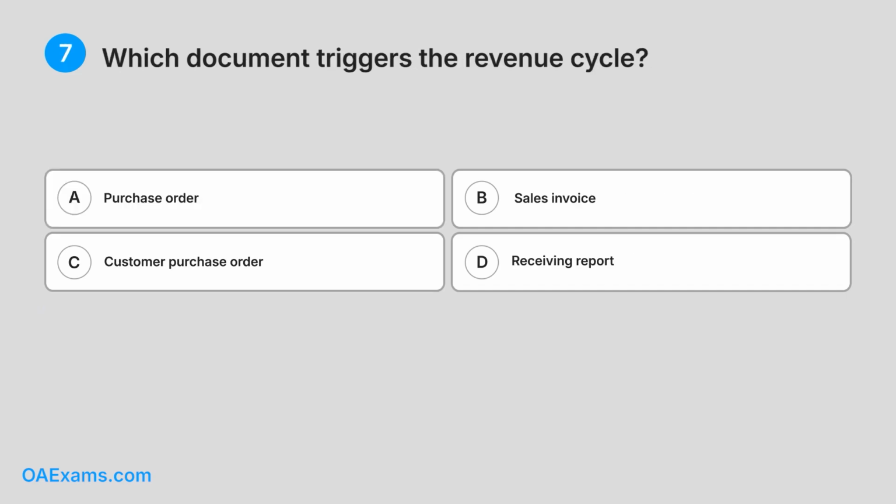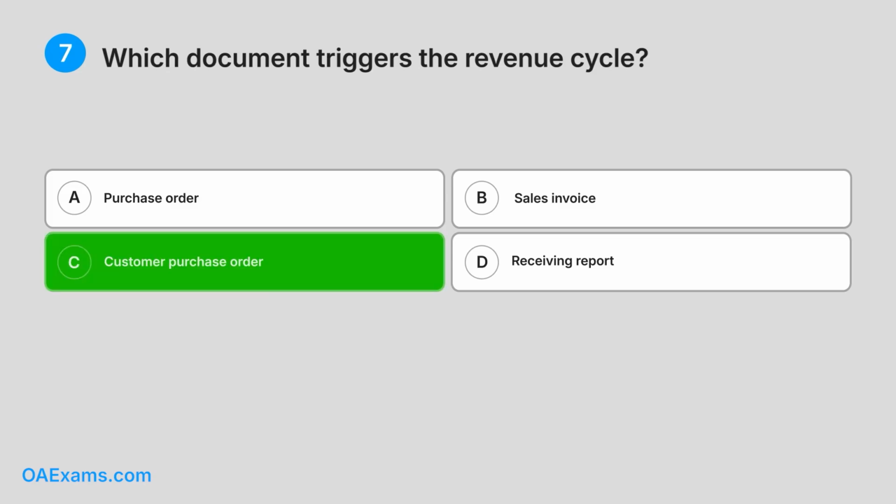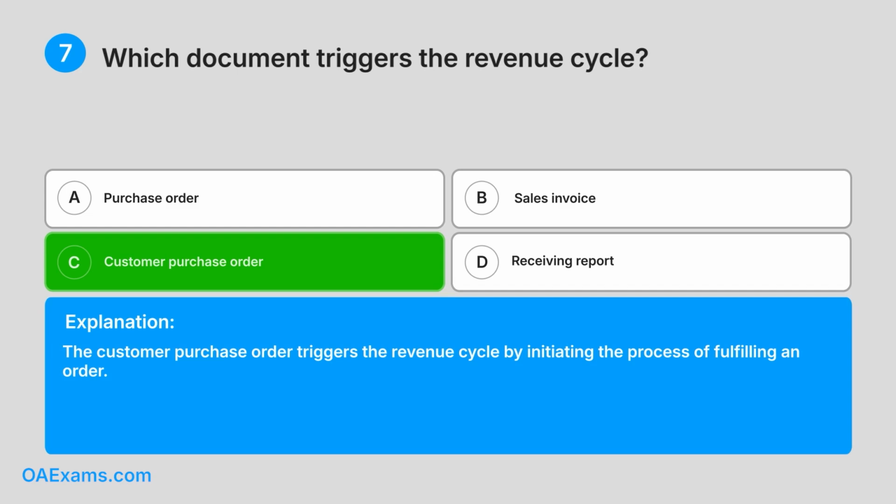7. Which document triggers the revenue cycle? A. Purchase order. B. Sales invoice. C. Customer purchase order. D. Receiving report. Can you guess the answer? Correct answer: C. Customer purchase order. Explanation: The customer purchase order triggers the revenue cycle by initiating the process of fulfilling an order.